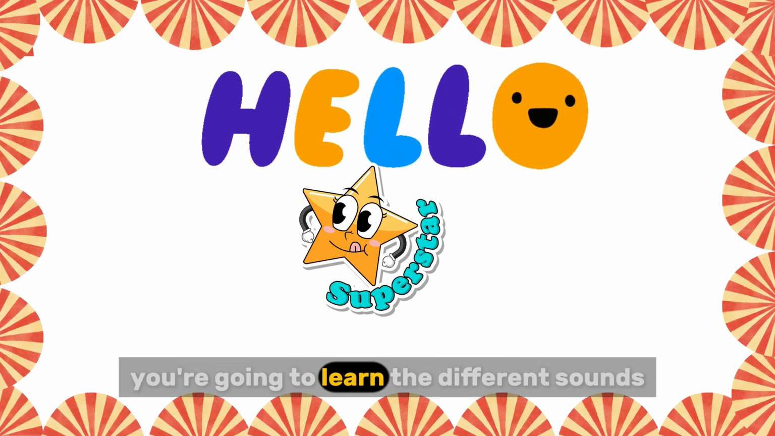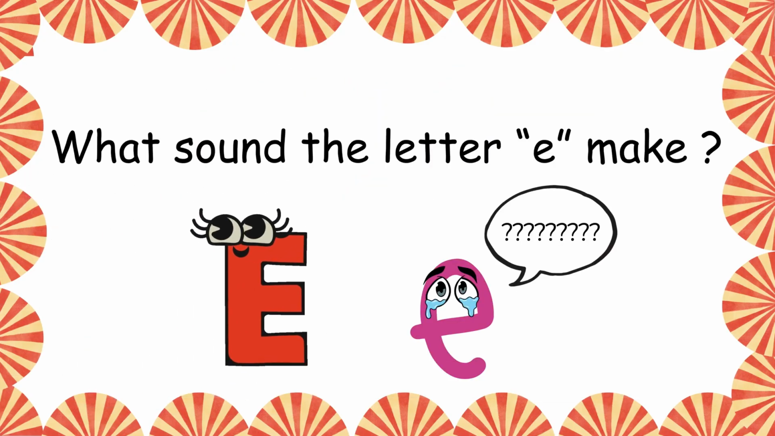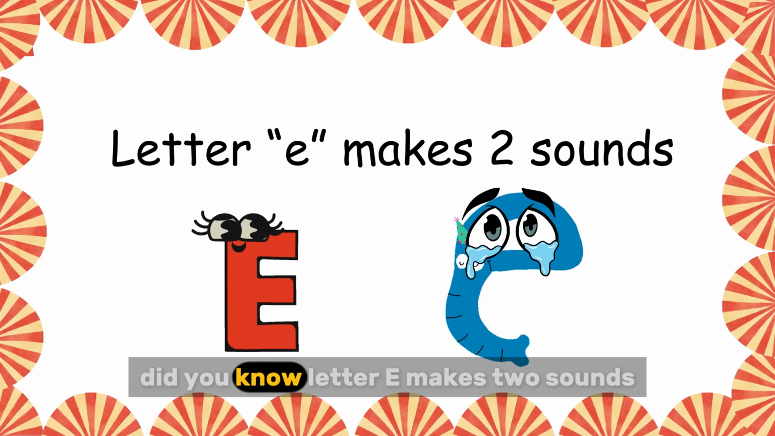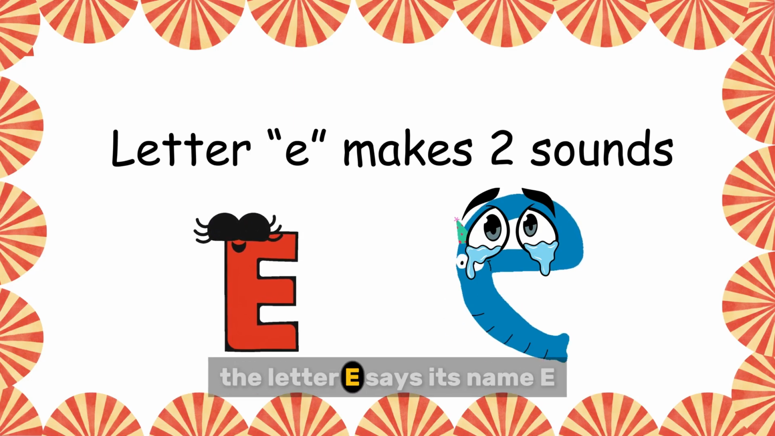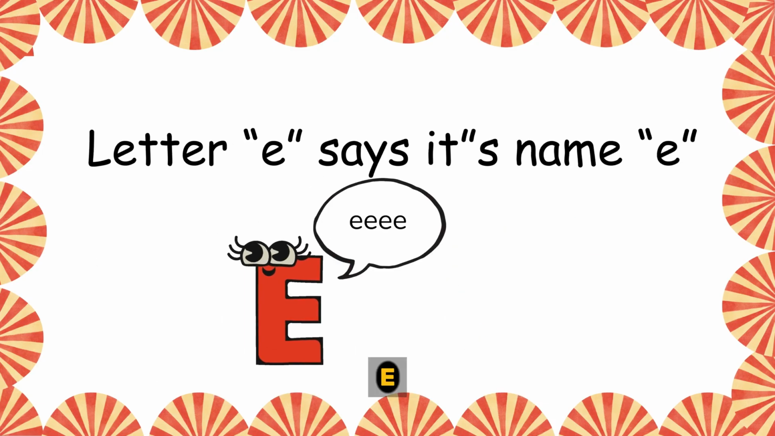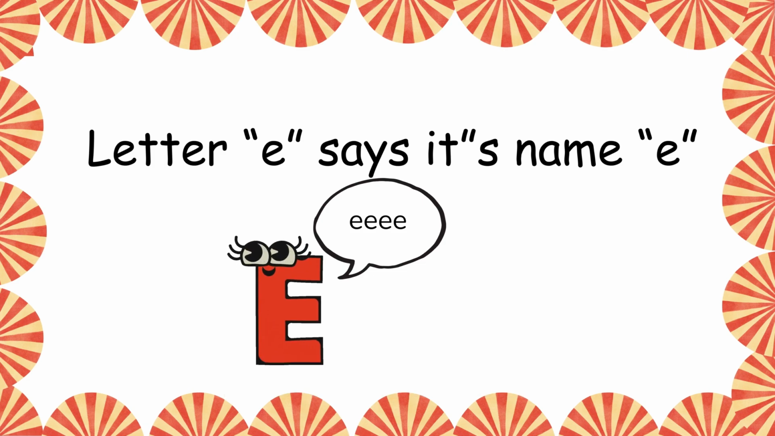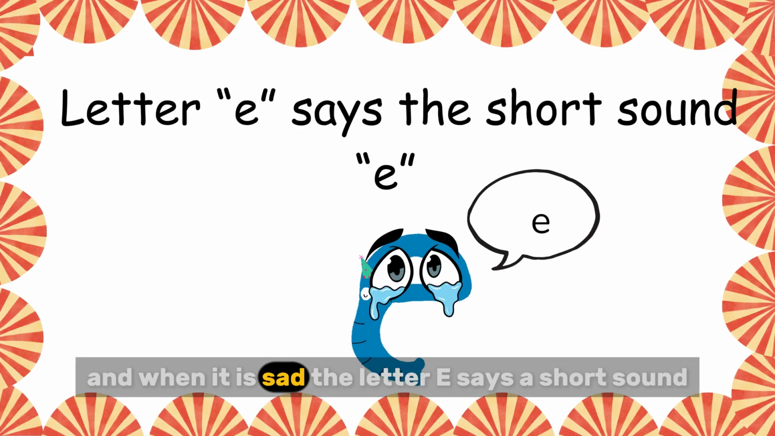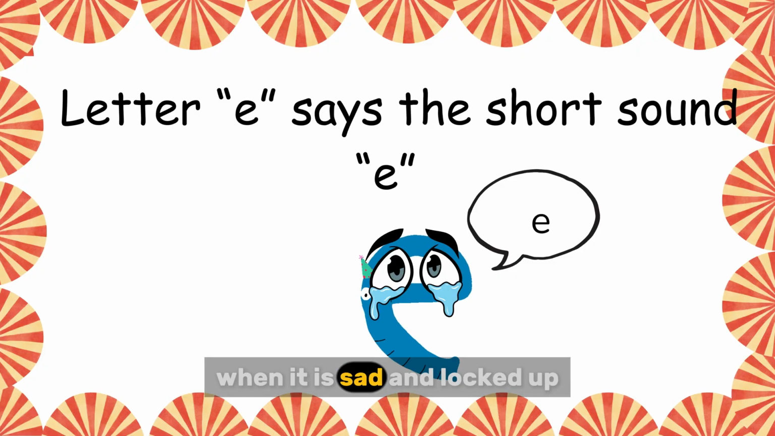Today, we're going to learn the different sounds the letter E makes. Did you know letter E makes two sounds? The letter E says its name, E, E, when it's happy and free. And when it is sad, the letter E says a short sound. Eh, eh, when it is sad and locked up.